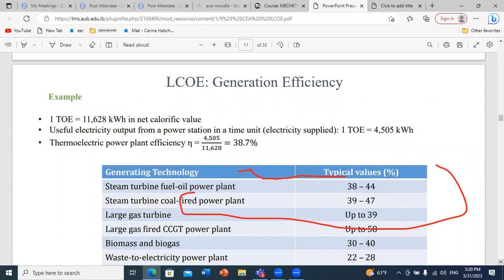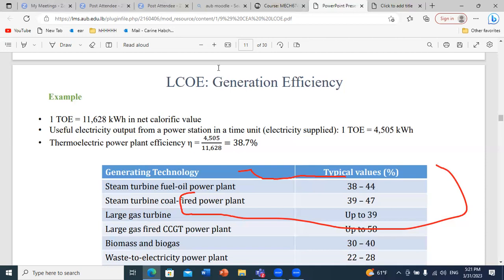So, as we discussed before, one of the used units for generation of electricity is ton of oil equivalent, and this is equivalent to 11,628 kilowatt hour in net calorific value. The useful electricity output from a power station in a time unit can be calculated here. It's given in this problem as supplied electricity equal to 1 TOE. For 1 TOE, then we have the total output is 4,505 kilowatt hour.